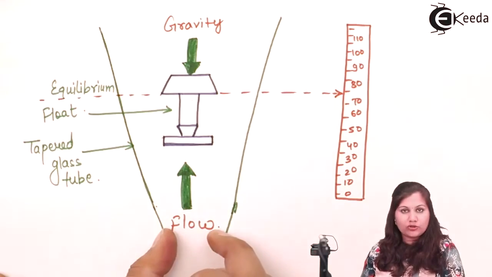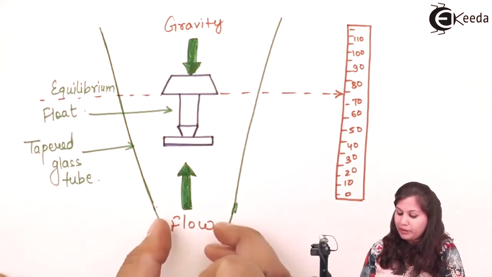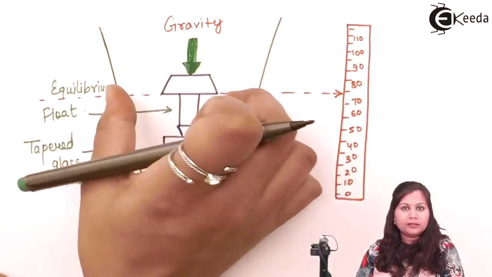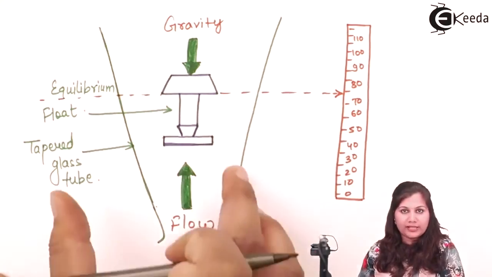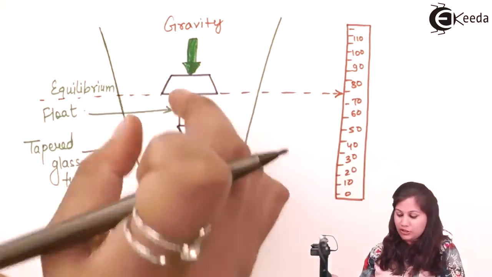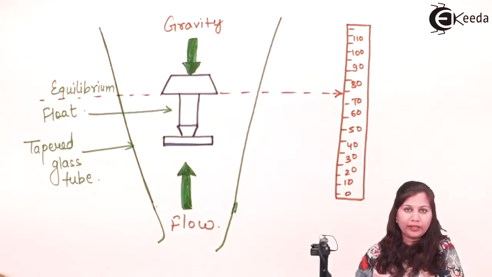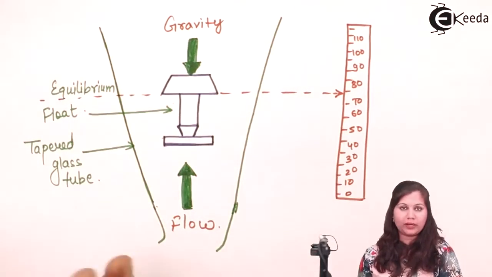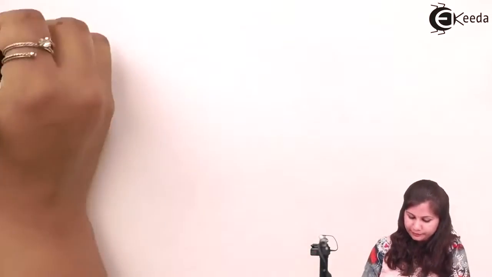The area is also changing, because at the bottom the area is narrow, but in the middle the area will be more. So there will be a change in the cross-sectional area. That change in cross-sectional area will be proportional to the rate at which the fluid is flowing. In this way it is going to measure the flow rate. So that was the construction.